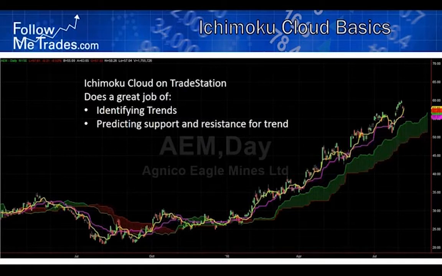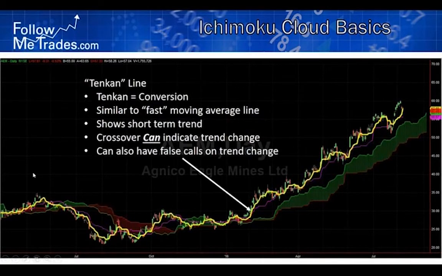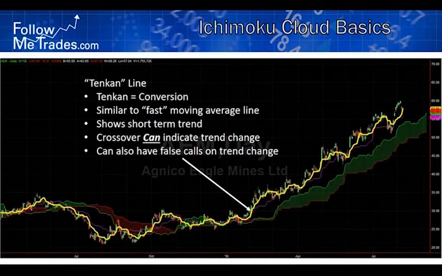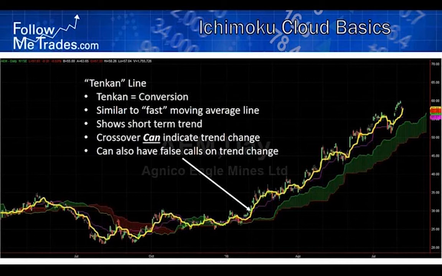Now there are really six elements or pieces of the Ichimoku Cloud indicator. Let's take a look at the individual parts. There are two lines you'll see. I'm pointing to the yellow line, and there's a purple line there. These are very similar to a two-line simple moving average, but they're calculated a little bit differently. This yellow line is the Tenkan line, or we can call it the fast moving average line.